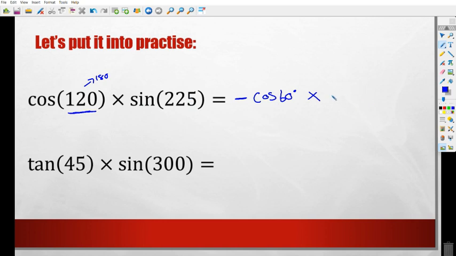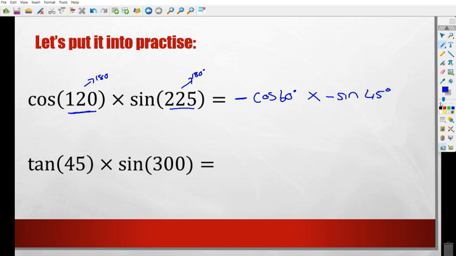Sine is negative in quadrant 3. So I can say negative sine of... Alright, but now let's check this 225. How far is 225 from the closest horizontal? What is the closest horizontal? It's the 180 degrees horizontal. So basically what I'm asking you is how far is 225 from 180, and that is 45 degrees.